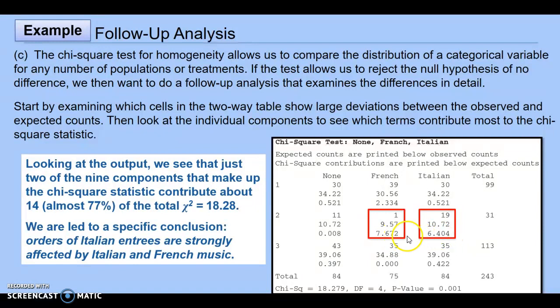That's about 14 of our chi-squared test statistic, which was 18, which means that a lot of that test statistic is made up just between those two. So that can give us a more specific conclusion saying that Italian entrees, because that is number 2, are strongly affected by Italian and French music, because this is the French and this is the Italian music. Number 2 represents Italian entrees. So since these two chi-square test statistics make up about 14 of the 18.28, that's a whole lot. So those are strongly affected by the music that is being played.